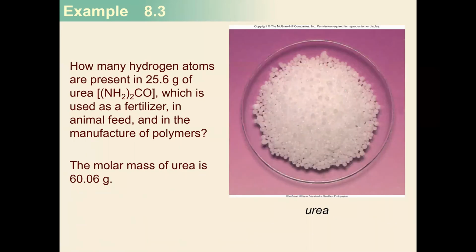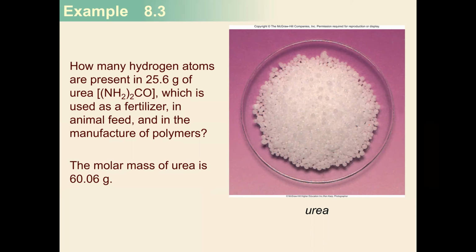Our third example is now going to talk about elementary parts. How many hydrogen atoms are present in 25.6 grams of urea, which I give its molecular formula, which is used as a fertilizer, an animal feed, and able to manufacture polymers. The molar mass of urea is 60.06 grams.